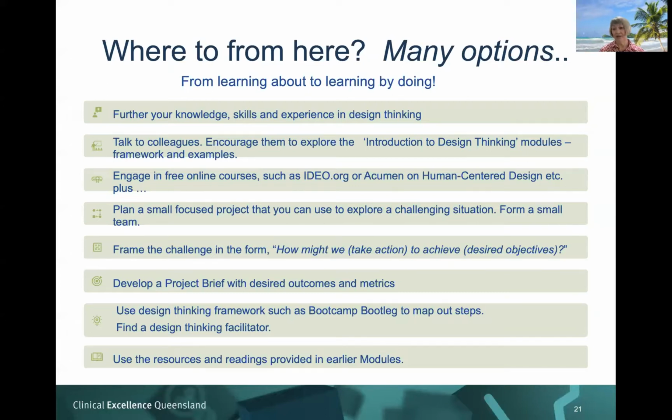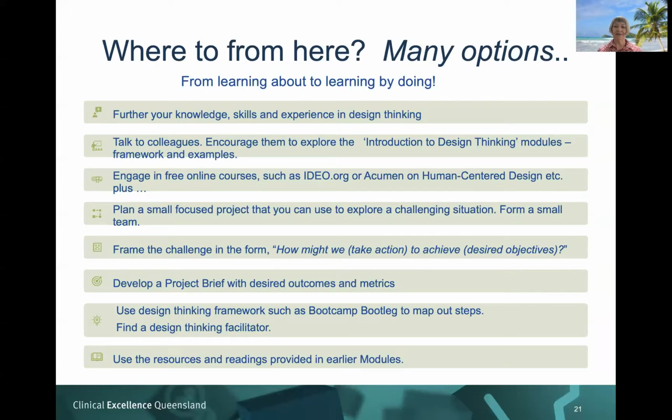There are also many courses. There's some free courses run by IDEO.org, and of course Acumen also runs some, I think, 6 to 7 week courses on everything from human-centered design to rapid prototyping. And of course, there are many more online, IDEO University, Darden Business School, and many, many more. They're growing by the day in terms of quite expensive courses. So that's your learning about, but learning by doing, in fact, is a very rich way of learning and probably one that we're wanting to encourage.